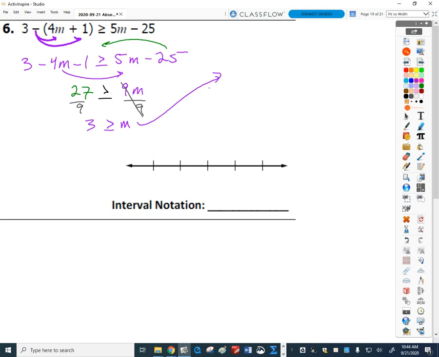We'd like to have the variable first. Everybody see that if I'm going to flip that around, 3 is greater than or equal to m is the same thing as saying m is less than or equal to 3. So that's our answer. Okay.